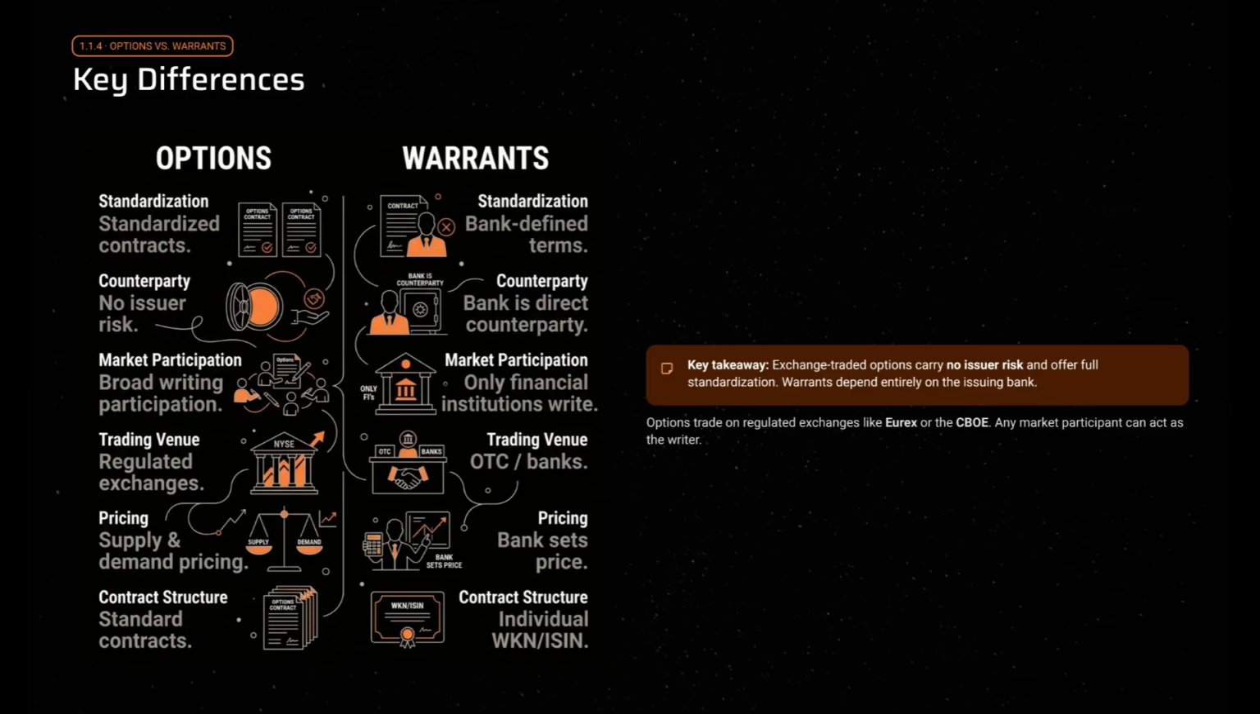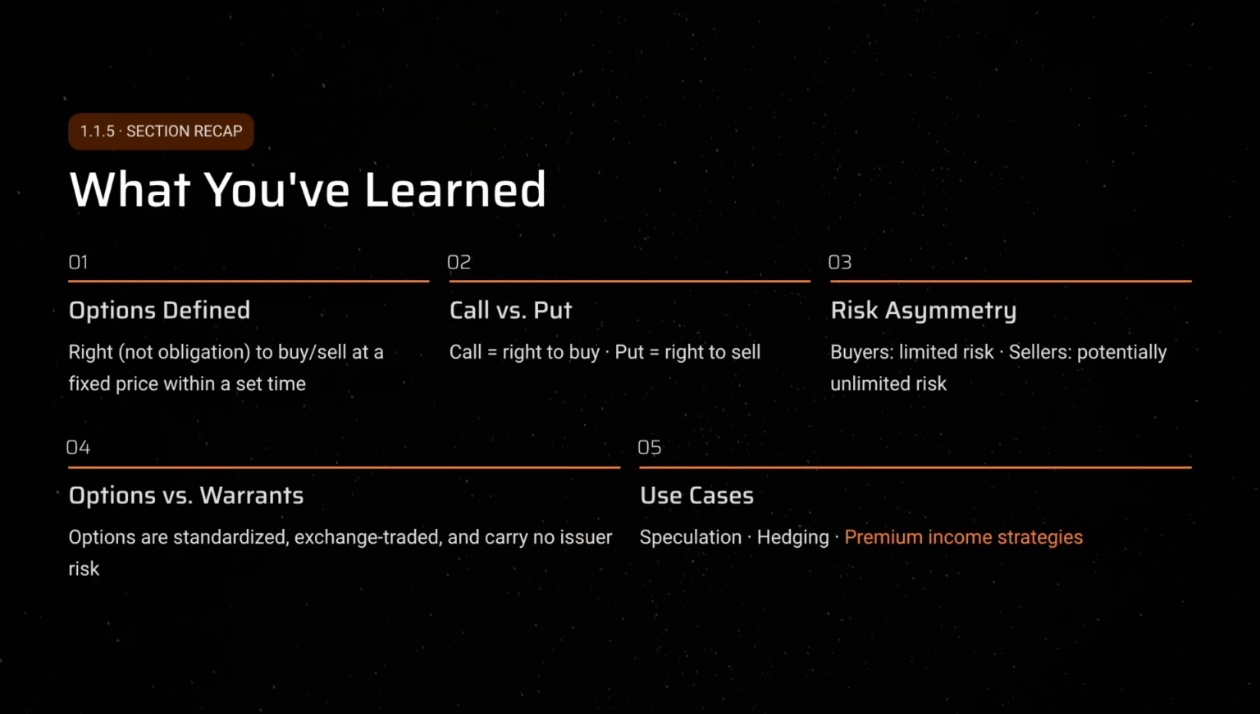Pricing: option prices are determined by supply and demand in the market. Warrant prices are set by the issuing bank and influenced by market factors. Contract structure: options are standardized contracts, ensuring transparency and liquidity. Warrants are individual securities identified by their specific WKN. Absolute fundamentals. Recap of section.